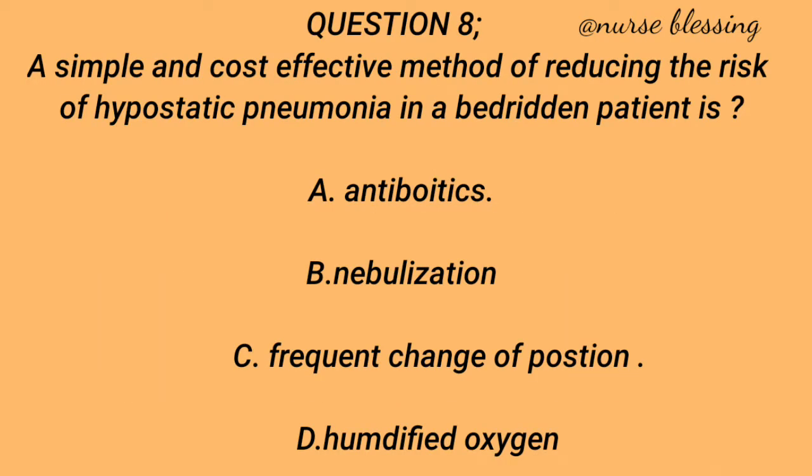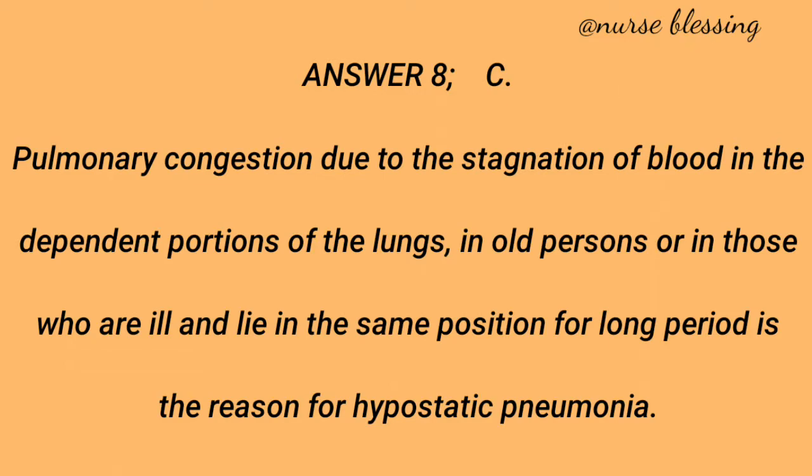Question 8. A simple and cost-effective method of reducing the risk of hypostatic pneumonia in a bedridden patient is A. Antibiotics, B. Nebulization, C. Frequent change of position, D. Humidified oxygen. Answer 8, C. Pulmonary congestion due to the stagnation of blood in the dependent portions of the lungs, in old persons or in those who are ill and lie in the same position for a long period, is the reason for hypostatic pneumonia.